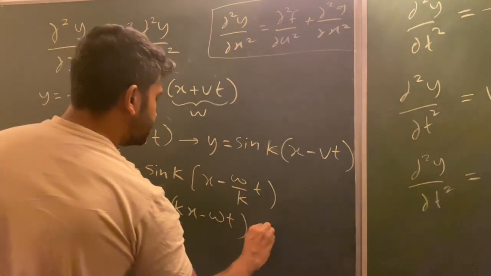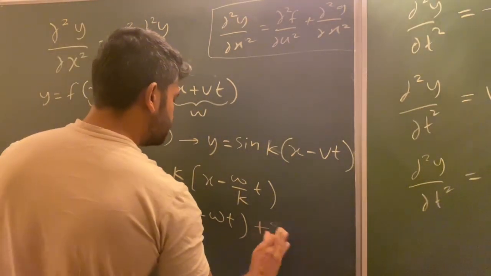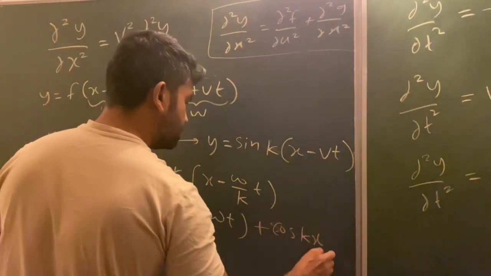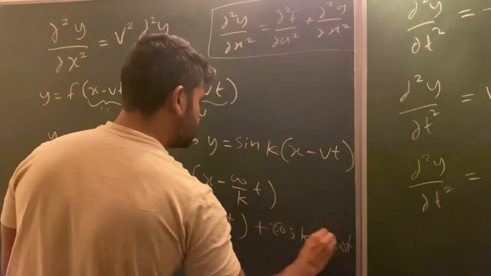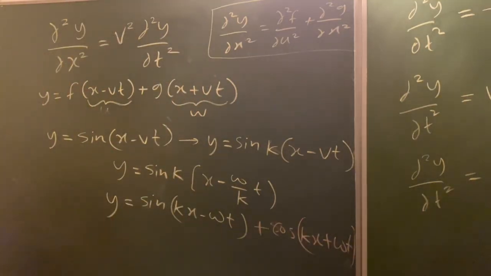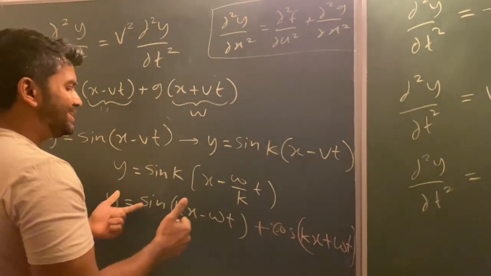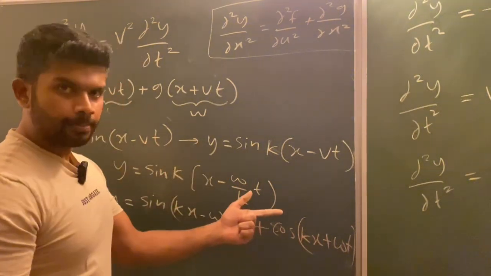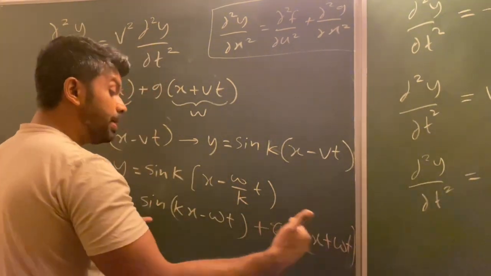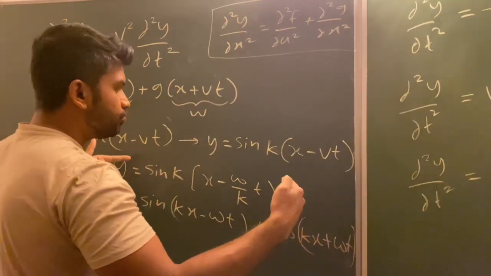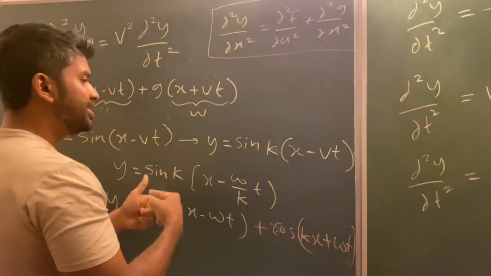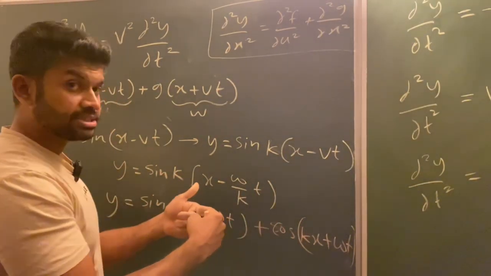Even if you add this part, cos(kx plus omega t), this will be a perfect solution for this, right? So in this context, this is called a forward moving wave, and this is called a backward moving wave. So they meet each other. So in this context, waves can move in either direction, so they will overlap. That's also fine.